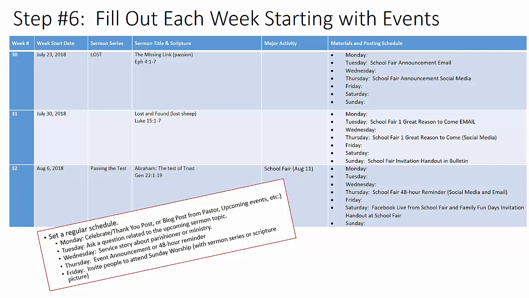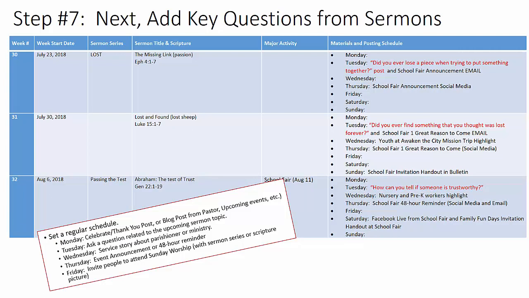So then what you want to do is fill out each week, starting with the events. And so we took that calendar and we laid that out on the schedule. And then you see where I just set a regular schedule. This is just to have the recipe in front of you so you can start to lay that out. So we put in the materials. What we've done is we now schedule them on Monday through Sunday. Then next, we added the question related to the sermon topic.